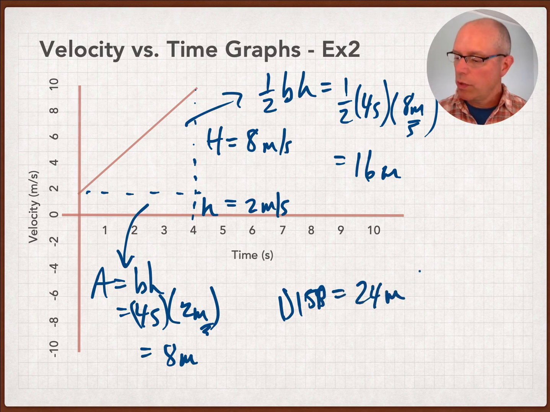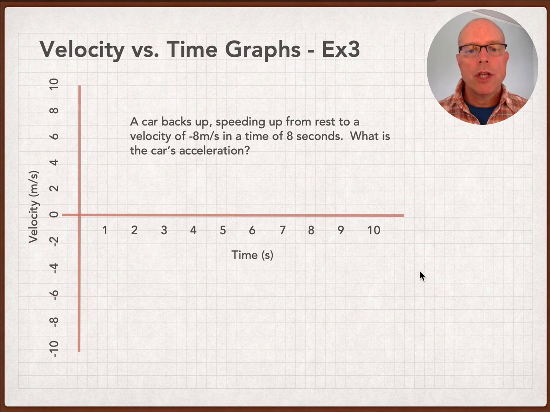Okay? All right, so that's one example. Next one, a little bit different. In this one, a car backs up, so it's going to the left now, maybe, speeding up from rest to a velocity of minus 8 meters per second in a time of 8 seconds. So they ask us what's the car's acceleration. Okay, so we can graph that.